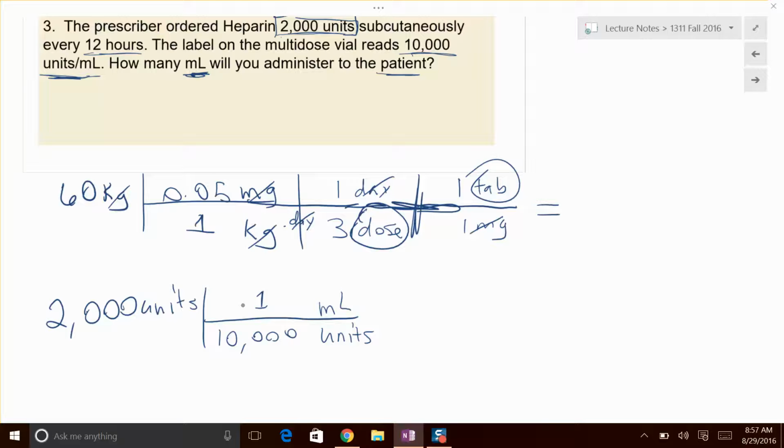So 2,000 divided by 10,000 would be the amount that we would give every 12 hours. Okay? So that's that conversion. And then if it was daily, you would multiply that by 2. So would it be 0.4 milliliters per day? If it was 0.2 milliliters every 12 hours, then it would be 0.4 every day. Yeah. Yes. That's right. Okay.